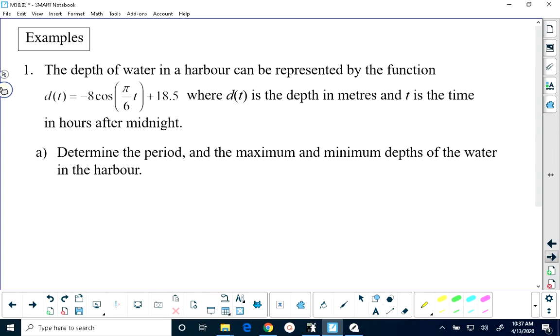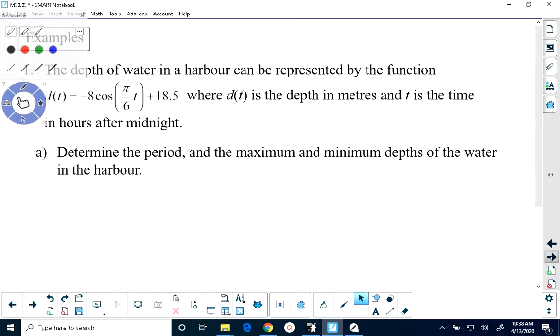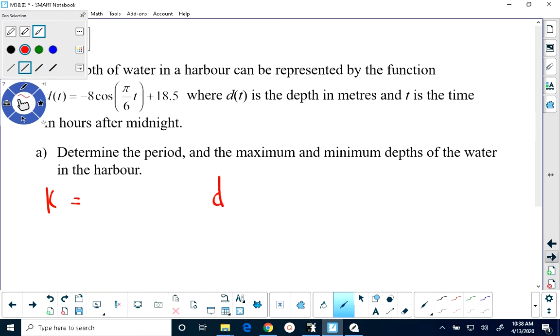So here's the function. Depth of the water as a function of time equals -8 multiplied by the cosine of pi over 6 times t plus 18.5. Now some of you might be bothered by the d of t notation. If that does bother you, just think of d of t as simply being d. It's the depth in meters, and t is the time in hours after midnight. Now you're asked to determine 3 things here. You want to determine the period of the function. You want to determine the minimum and maximum depths of the function.